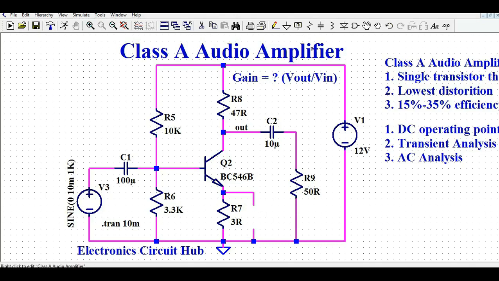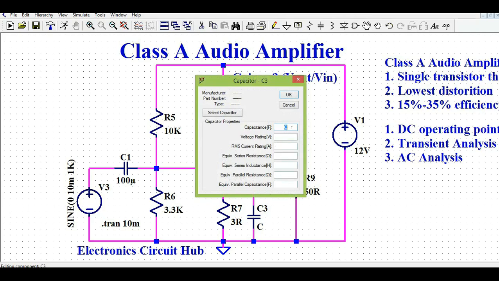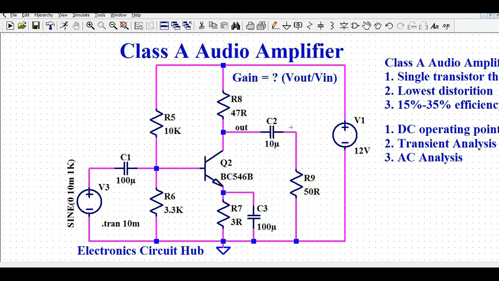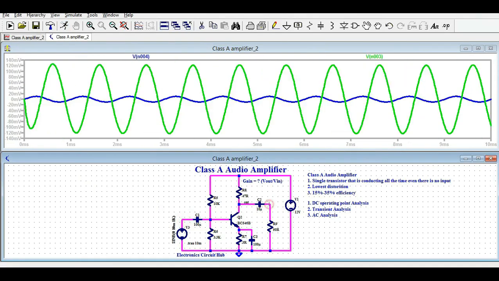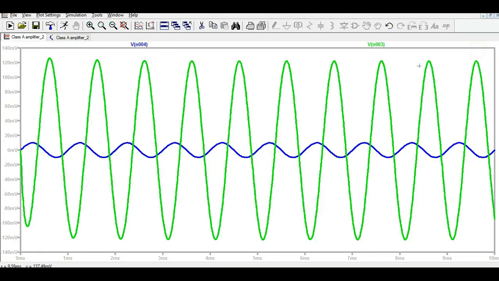So I'll introduce one more capacitor, called a bypass capacitor, in parallel with R7. I keep this capacitance value at 100 microfarad, and let me show you the output now. So this is your input, and this is your output. Let me show how it is changing.